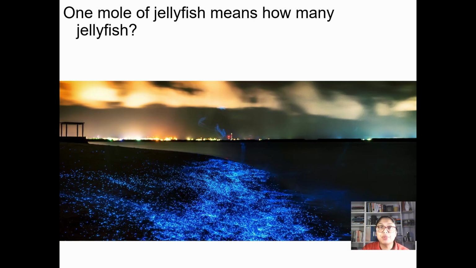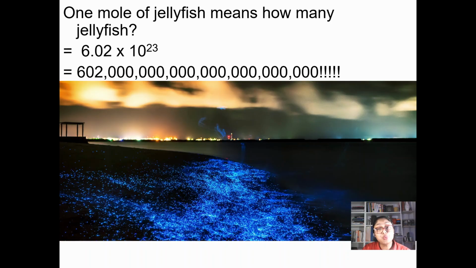Now look into this beautiful picture. There are fluorescent jellyfishes on this beach. If I say there is 1 mole of jellyfish on this beach, how many jellyfishes are there? Right, I'm talking about that big number, 6.02 times 10 to the power 23. It has got 21 zeros after 602.